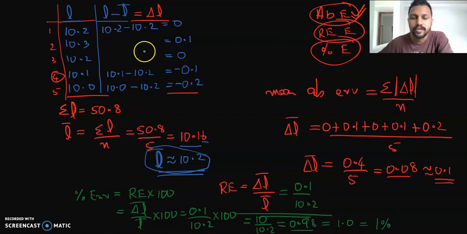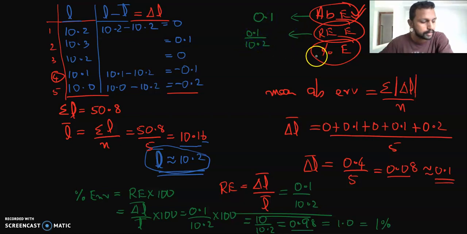Therefore, now we have found out the absolute error, relative error, and percentage error of this measurement. What is the mean absolute error? Mean absolute error is 0.1, and what is relative error? Relative error is 0.1 divided by 10.2, and the percentage error is 1%.